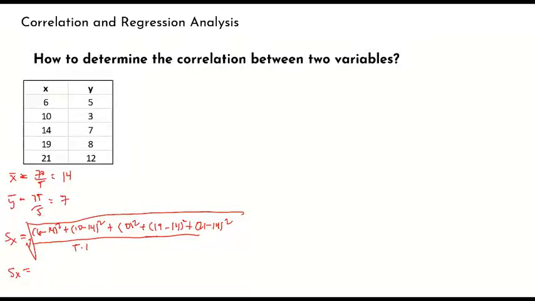So, standard deviation is 6.20. Okay, for x. And for y, so this is 3.39. Alright. So, third step is to create the table.